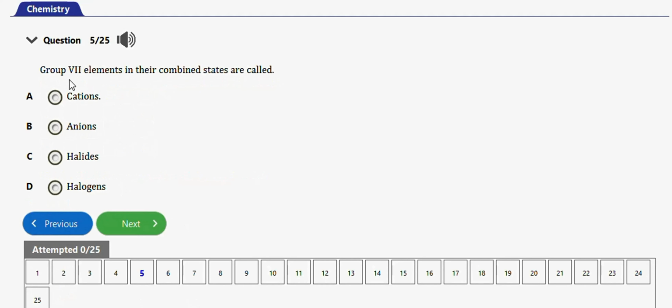It says group 7 elements in their combined states are called real cations, anions, halides, halogens. So group 7 elements are called halogens. So that should be the answer to this question, option D. Okay, the next question will be this one.